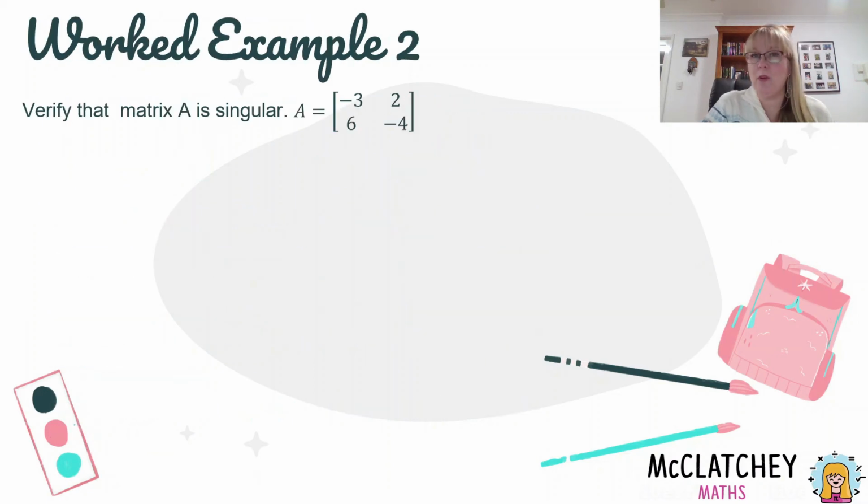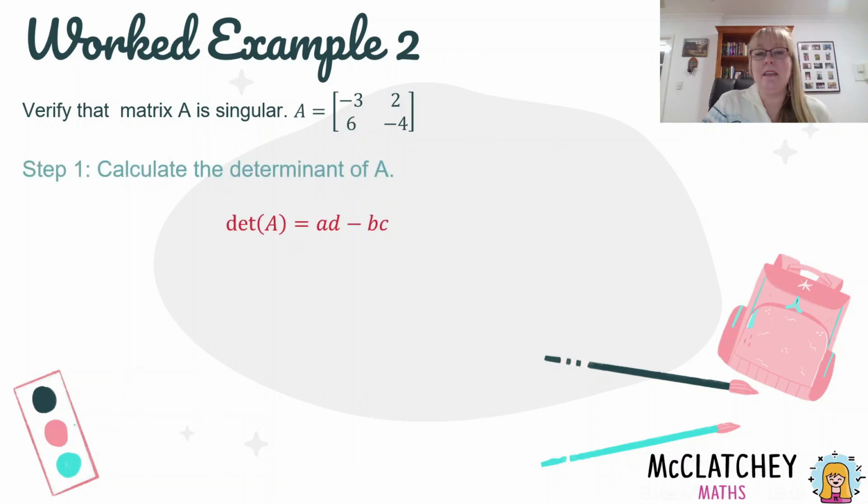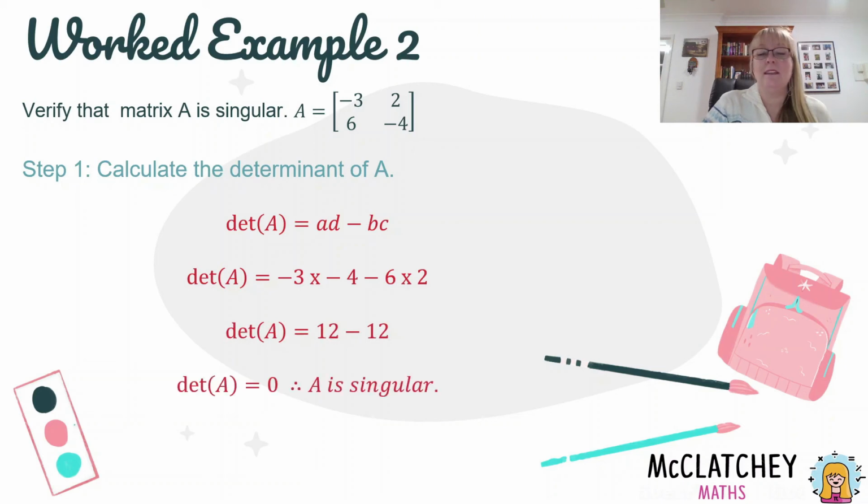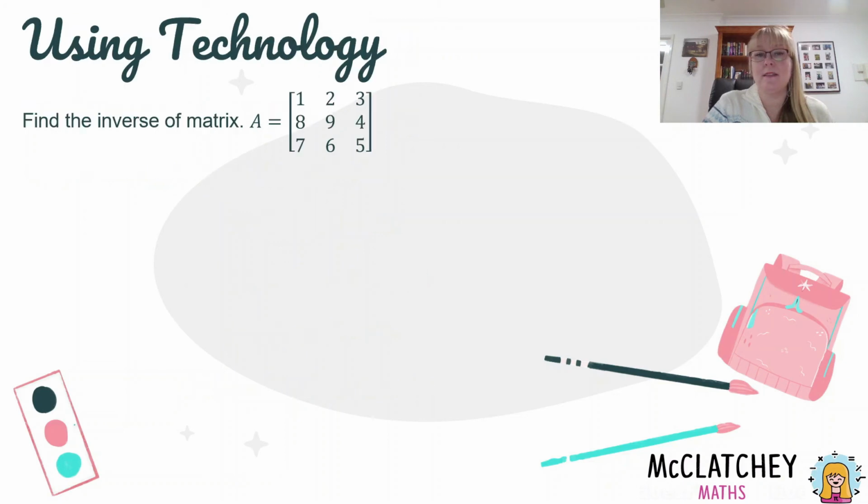So let's prove that a matrix is singular by using our determinant formula. First of all, we've got to find the determinant, AD minus BC. So -3 times -4. Then we're going to take away 6 times 2. So I've got 12, take away 12. And I've got the determinant of A is 0. Therefore, it's a singular matrix.